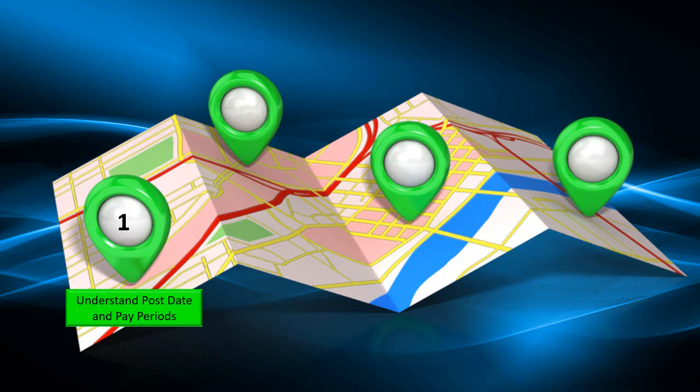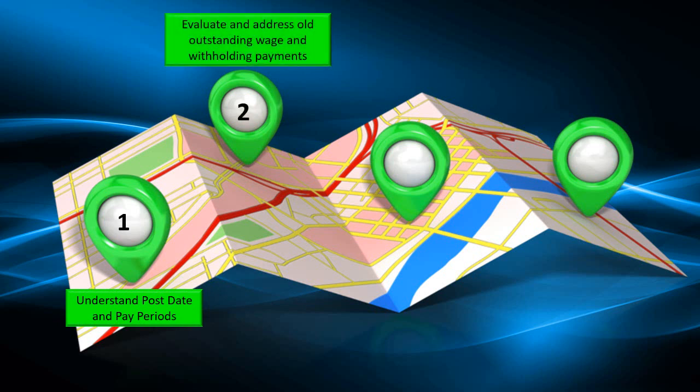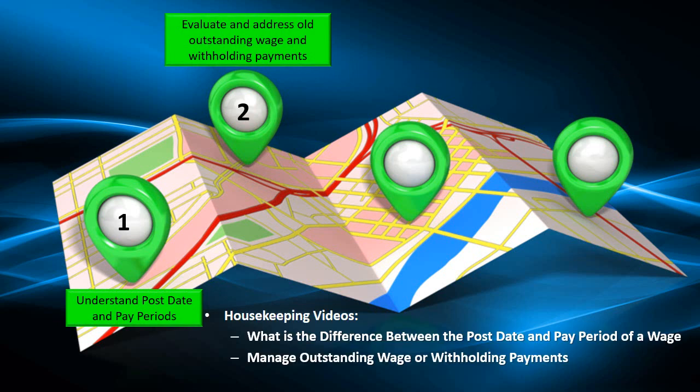First, you need a clear understanding of the difference between a post date and a pay period of a wage. Then you need to review and address any old outstanding wage and withholding payment issues. These subjects are addressed in other videos in the Payroll Housekeeping series. Watch those videos first and correct any errors with wage, withholding payments, and pay periods before proceeding to this step: evaluation of your unpaid withholdings.